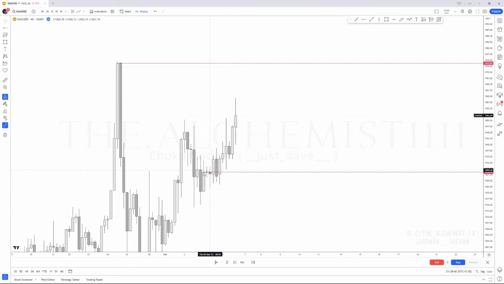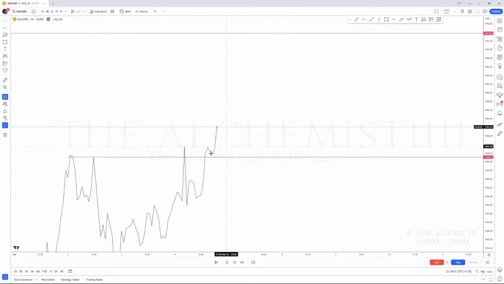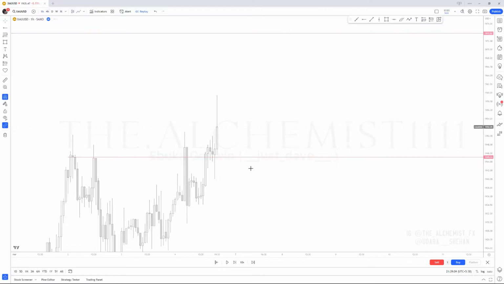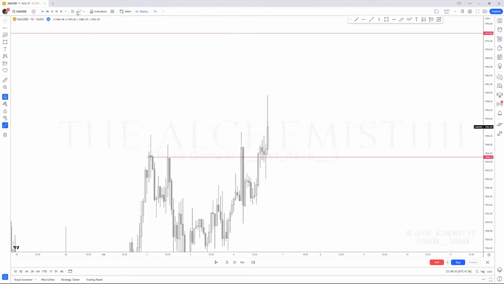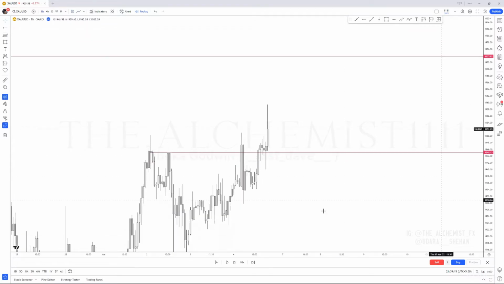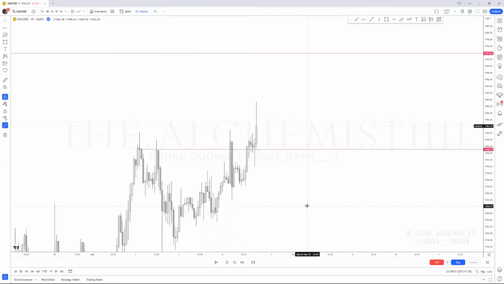Okay, H4 has now rejected this RBS. Can you see it? H4 rejected the RBS. Let's go back to H1. Can you see what H1 has done? H1 has broken structure. H1 has clearly broken structure right here to the upside. So now H4 has rejected H4. Go to H1. H1 has broken structure. So let's see how we can recover from our loss, the loss we took today.